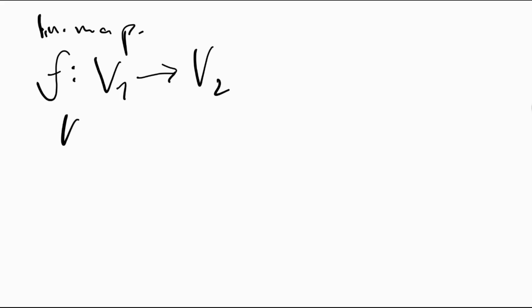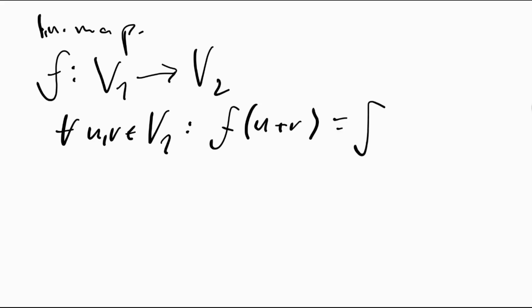If we have any two vectors, let's say u, v inside V1, we have f of the addition, u plus v, actually equals the same as f of u plus f of v. That's the first big property of linear maps.